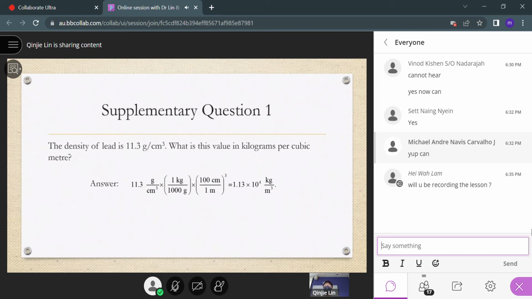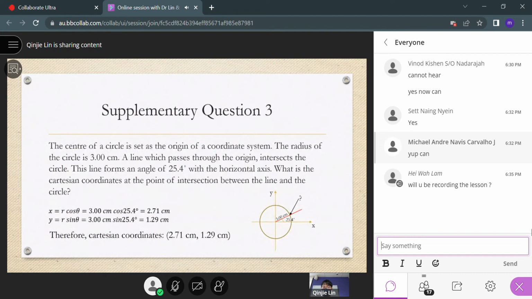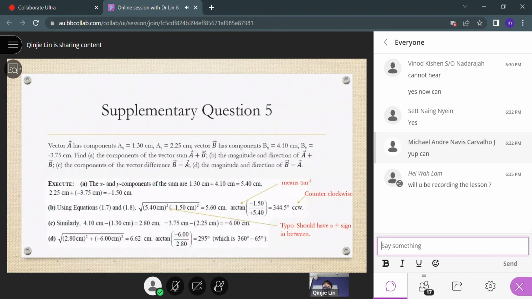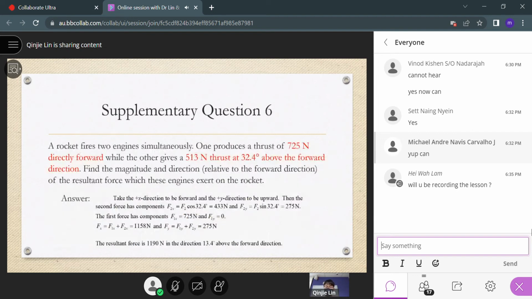But these are meant for you to take a look on your own. And if you have any questions, you can come and ask me. Okay, so you have some supplementary questions. You can go and take a look. If you want to try, that's good, but if you have no time, because we are all working, it will be good to read and then also read the solutions and understand how the solution is derived.